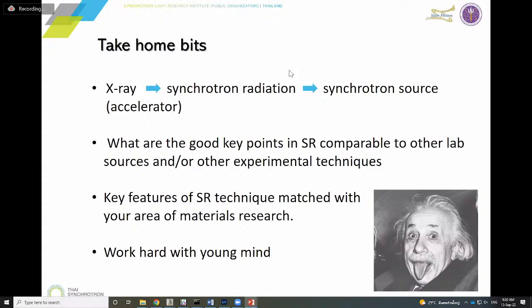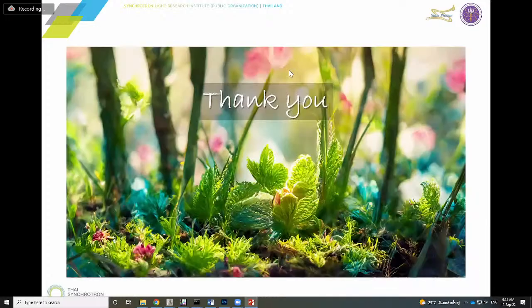And the key features of synchrotron techniques, I hope that a few of them will match your interest, as you are doing research about material science right now. And finally, work hard and keep a young mind. And I will finish my talk with this new thing.